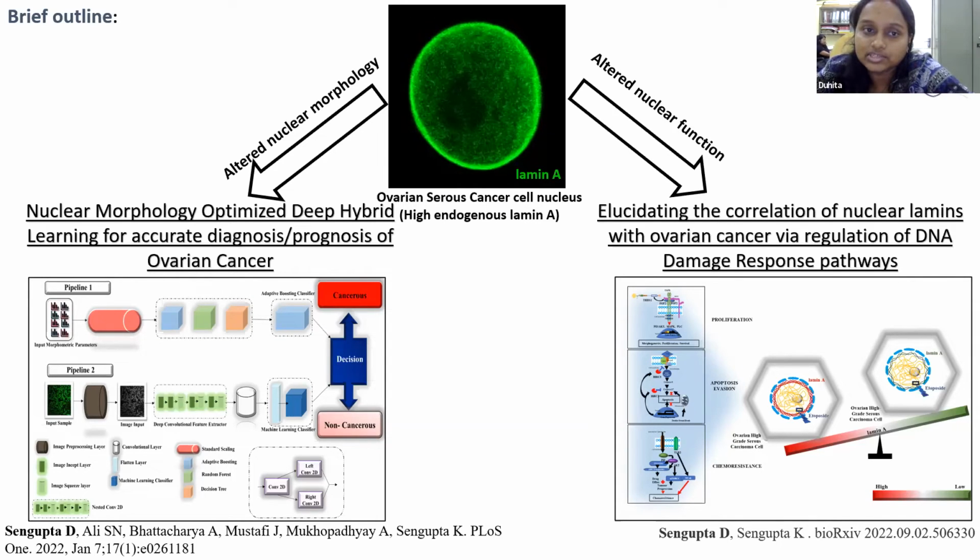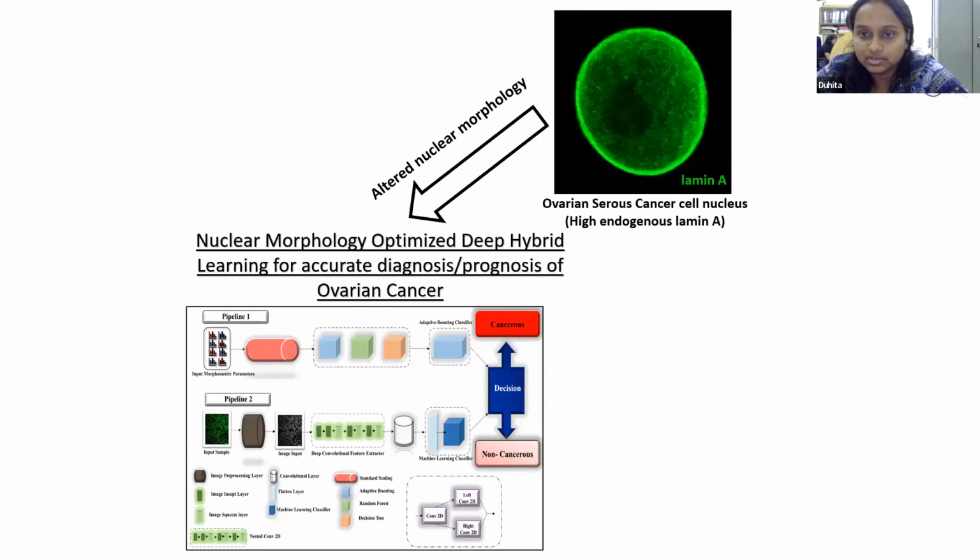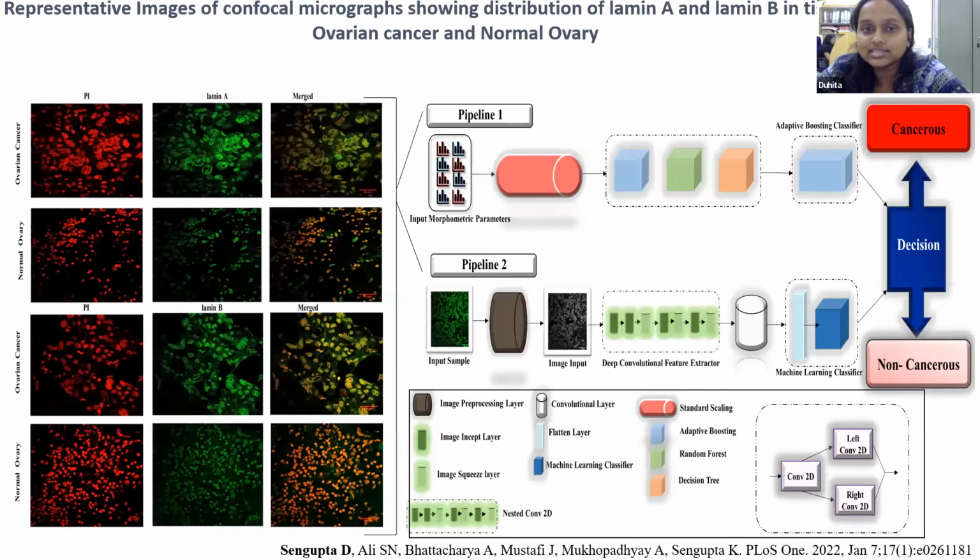So the entire project has been subdivided into two major parts, where we will be talking about the altered nuclear morphology with respect to the differential expression and localization of nuclear lamins, and the change in nuclear function. The first part deals with the change in nuclear morphology. So the project started by staining patient tissue samples from ovarian cancer patients, which we derived from Tata Medical Center, Kolkata.